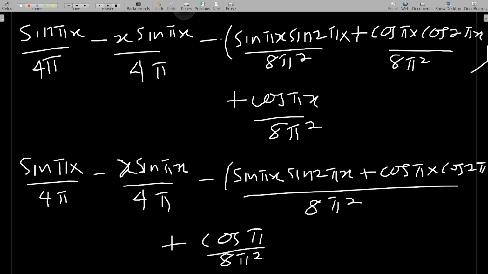Let me write it well for you. You know, cos of 2 pi x plus pi x, sorry, minus pi x actually, or should it be plus? I think it's minus, right? Minus pi x, minus pi x, okay? Only this will give me what?